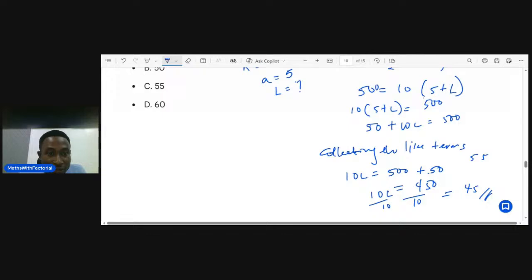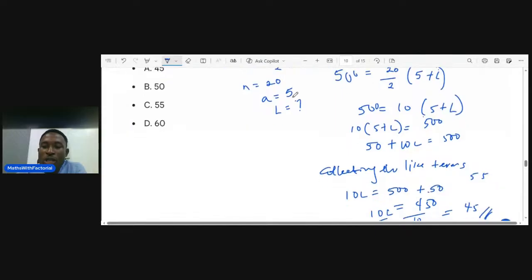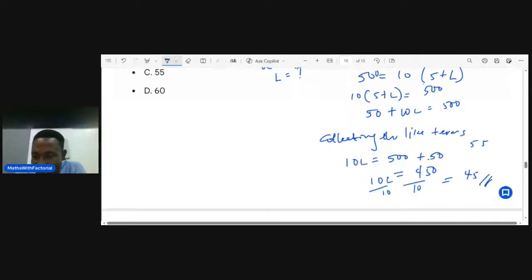So the option is 45, isn't it? But if anybody is solving this and doesn't change the sign and just puts plus 50, it will give you 550. By the time you do 550 divided by 10, you get 55. 55 is in your options. And that's why it's very important that you are particular about your signs in mathematics. I will mention this again. Please always note your signs.